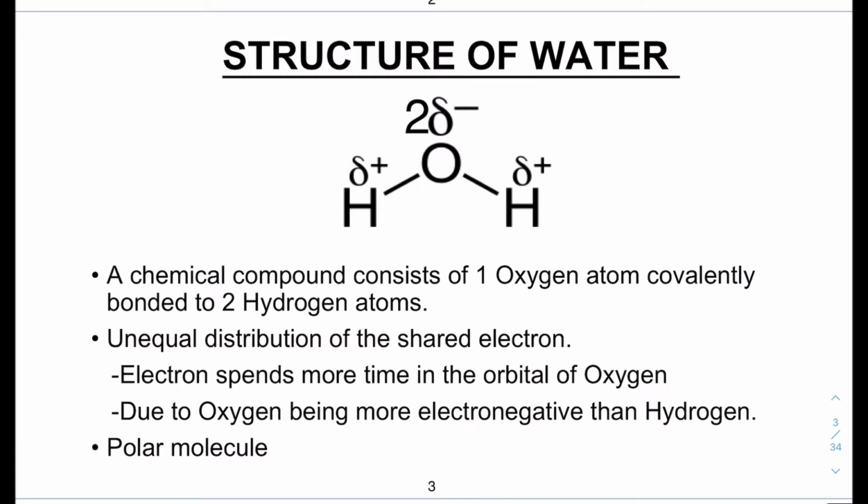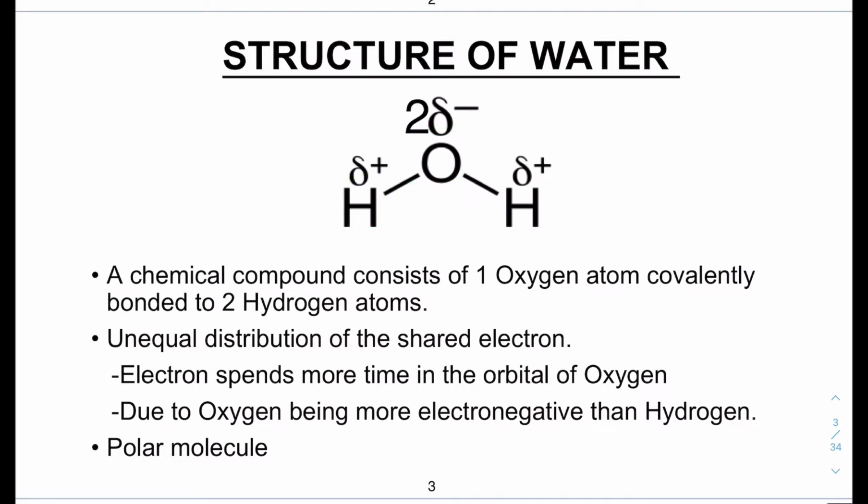Tetapi the sharing of electron between atoms in water is unequal. Okay, so unequal distribution of the shared electron, where electron spends more time in the orbital of oxygen. So elektron yang hydrogen dengan oxygen share ini, tend to berada di kawasan oxygen. Okay, bahasa mudah dia macam itulah. Okay, elektron itu tend to berada di kawasan oxygen berbanding kawasan hydrogen.